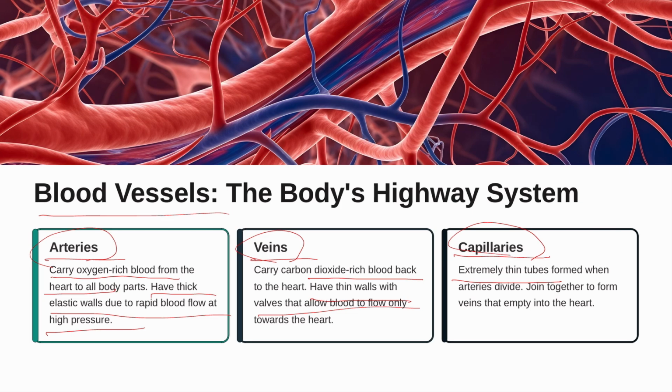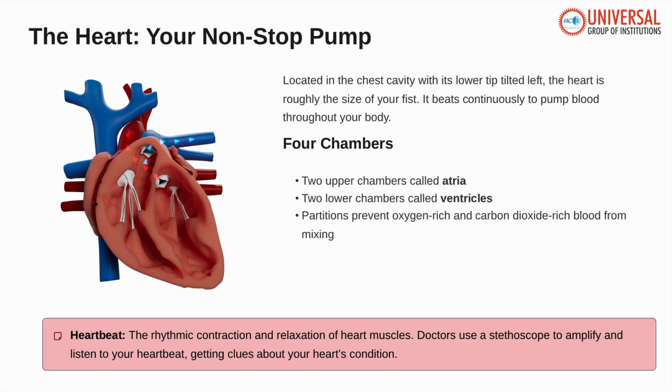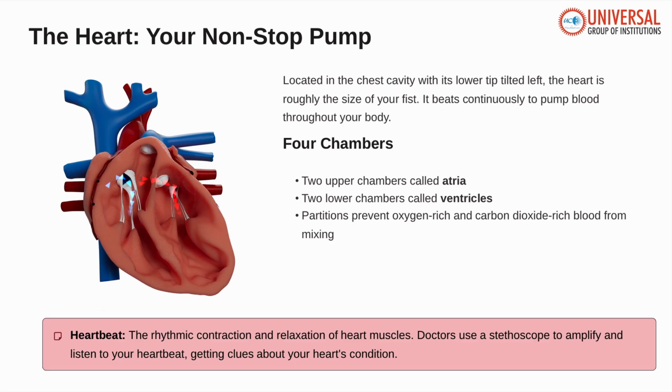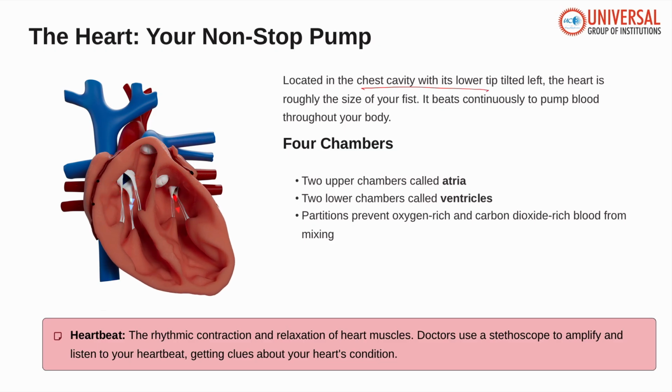Okay. So now let's move to understand the mechanism of circulation. So how this pump and the exchange of gases and the movement of blood takes place. To understand that, we'll learn about the heart. The human heart is about the size of a closed fist and lies slightly tilted to the left side of the chest cavity. So where is the heart located? The heart is located in the chest cavity, with its lower tip tilted to the left side.